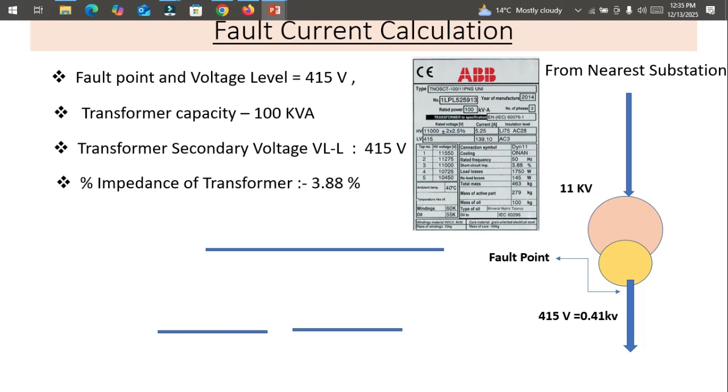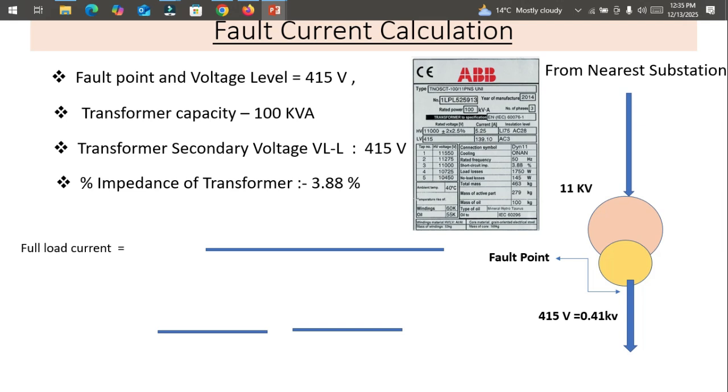Another one is impedance. You can see over here short circuit impedance is 3.88%. So this is the short circuit impedance, that is the percentage impedance of the transformer. So here we have taken all the values.